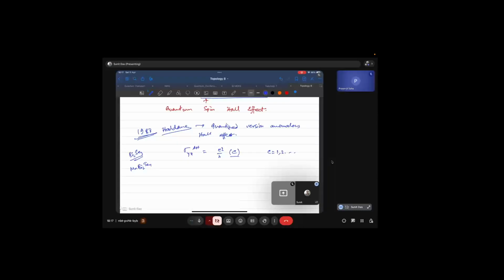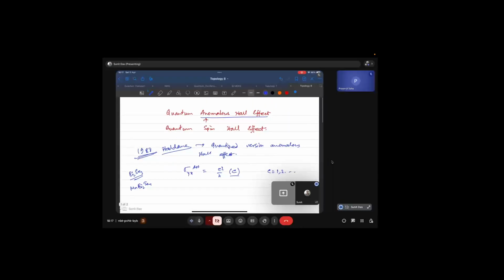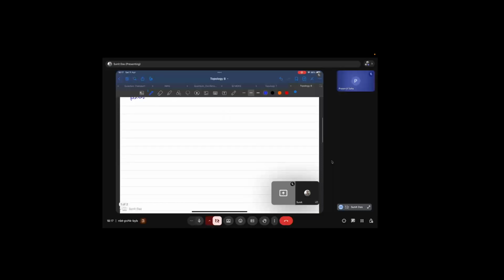Okay. So mostly I'll try to explain what we mean by quantum anomalous Hall effect and what explains this. And if time permits, I'll go to the quantum spin Hall effect. Okay. So the model Haldane considered is the following.